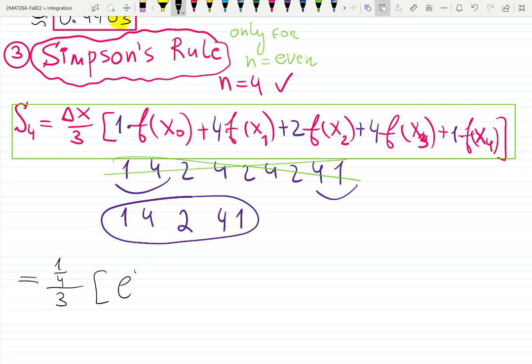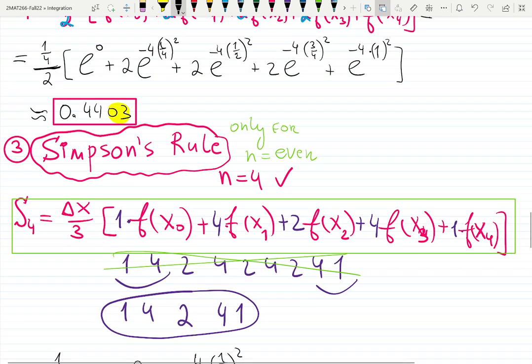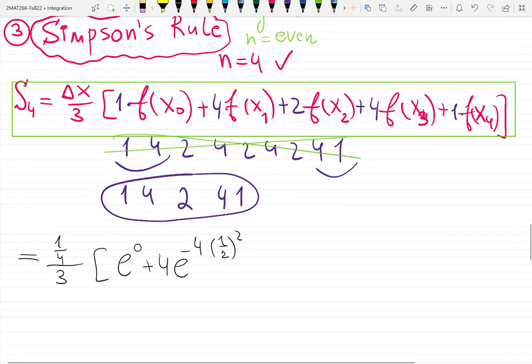And then e to the 0, which is 1, plus 4 e to the minus, I should write down, or okay, fine. 4 1/2 squared. These you can reuse from the previous example. That's the thing. You will be calculating this anyways. So you can actually reuse it right now. Do you know what I mean? So from the previous example, I already calculated that this is e to the minus 4/16, which is some kind of number.